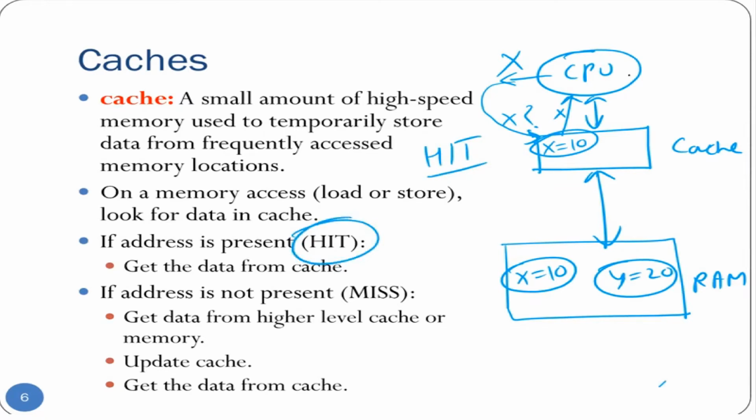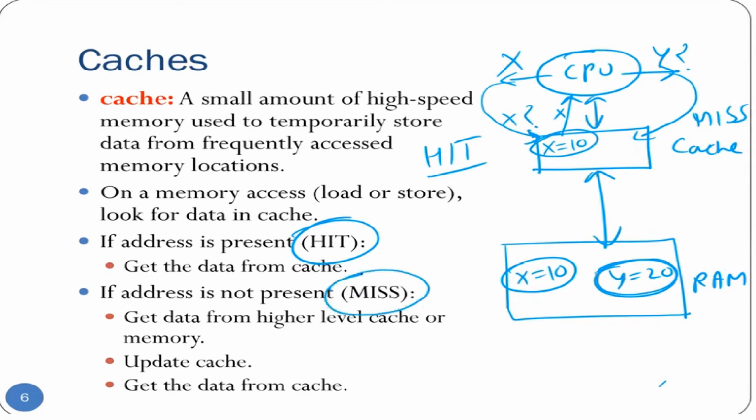Now as opposed to this, let's say next the CPU needs the value of y. Once again, we'll first check whether y is present in the cache. Unfortunately, y is not in the cache right now, it is in the main memory. So this is going to be a miss. Anytime we are looking for a value in the cache and it is not found there, we have a cache miss. So remember this term also.